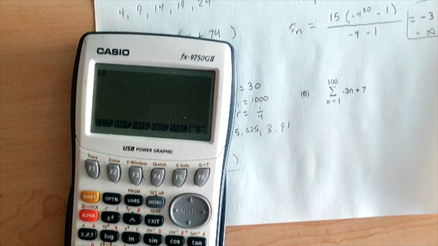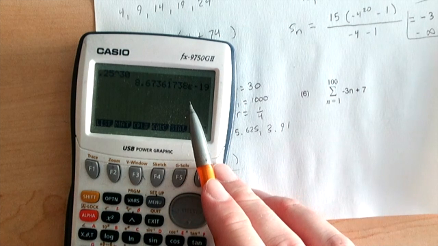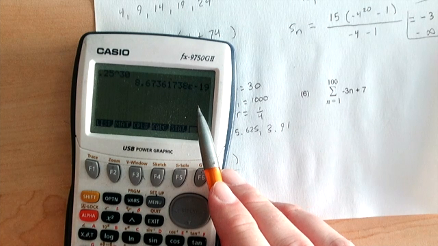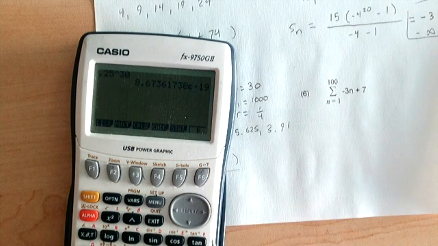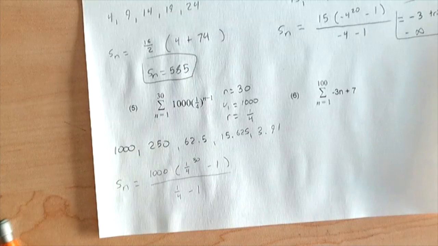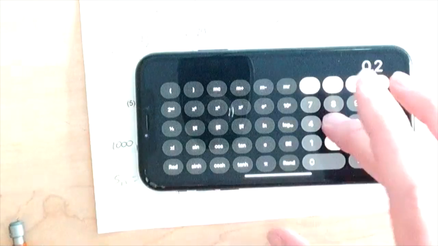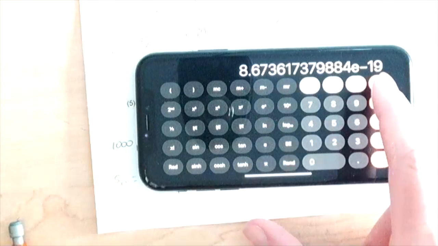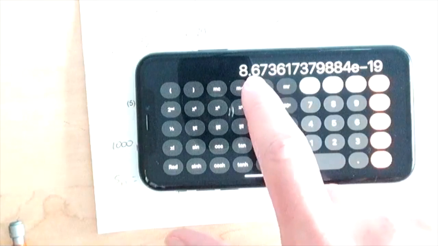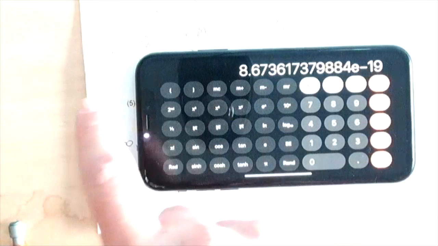So if you're going to do 1/4, and you can do it on the phone calculator now, to the 30th power, it's going to give you basically 0. Okay. And again, let me just do it on the chat as well. It's going to give you like the smallest number possible. So 0.25 raised to the 30th. And if you see -19, that means you're moving the decimal over 19 ways this way. So that's why it's basically 0.